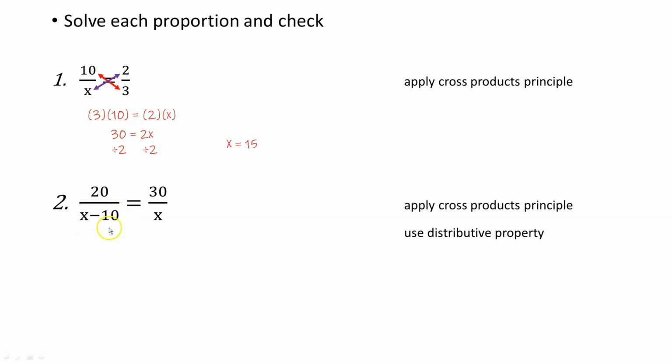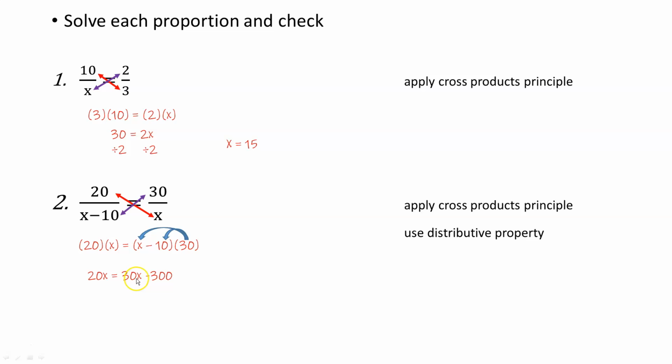Okay? We can also do the cross products principle or cross multiplying when the bottom of your fraction doesn't look quite so pretty and you have more than one. So we have 20 times x equals 30 times x minus 10, or x minus 10 times 30. Then we distribute, and we get 20x equals 30x minus 300.